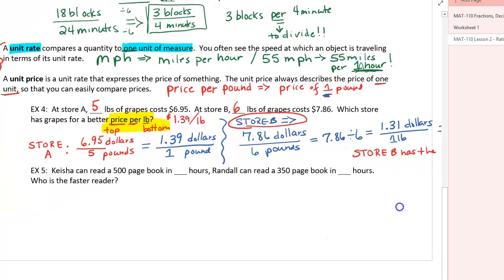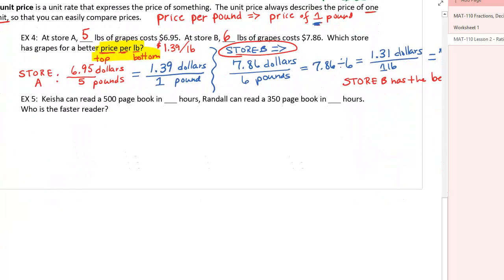Finally, we have one more example, and this example is the speed at which somebody is reading. So Keisha can read a 500-page book in 20 hours. Randall can read a 350-page book in 15 hours. Now again, it's hard to determine who is reading faster because the time is different and the number of pages is different. So we need to get this as a unit rate so we can compare the two. So we're going to figure out Keisha's rate of speed, and we're going to figure out Randall's rate of speed.